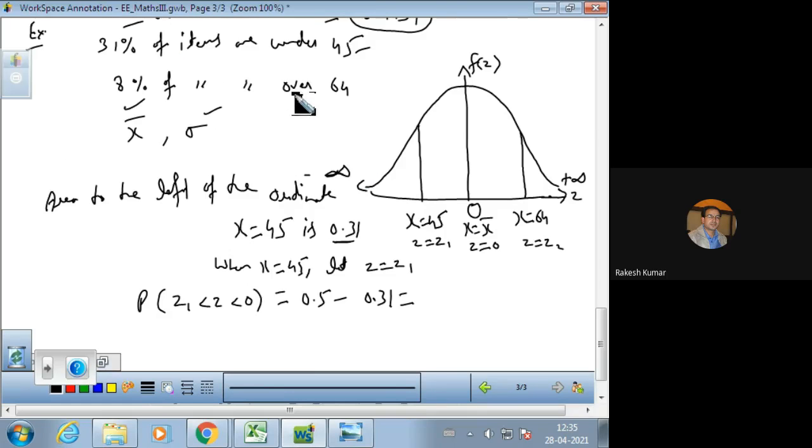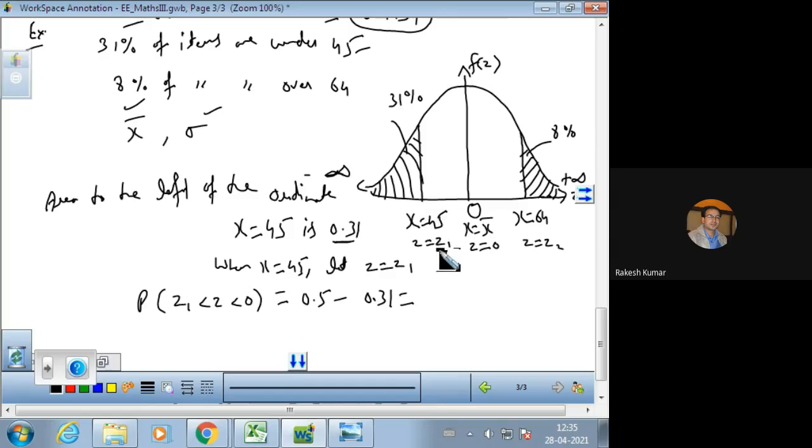31% of the items are under 45. 31% items under 45 means we are talking about this area, this one, and 8% of the items are over 64. So we are talking about this area. Over 64 means above 64. So this is your 8% and this is your 31%. So it is clear what we want to calculate.